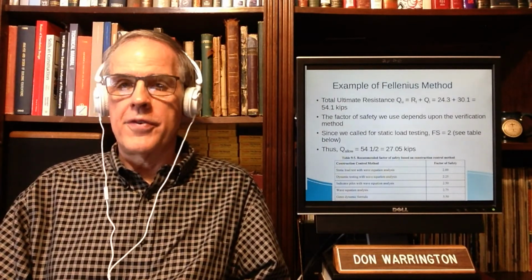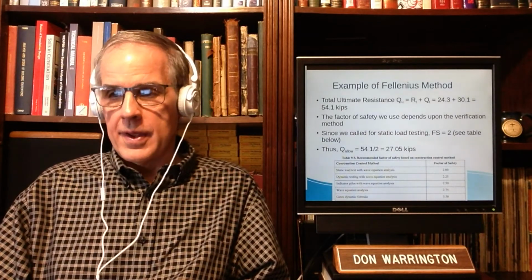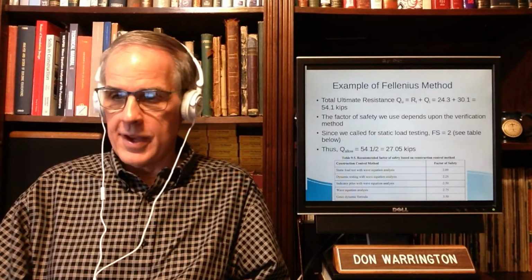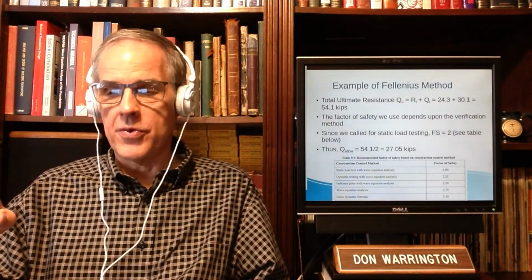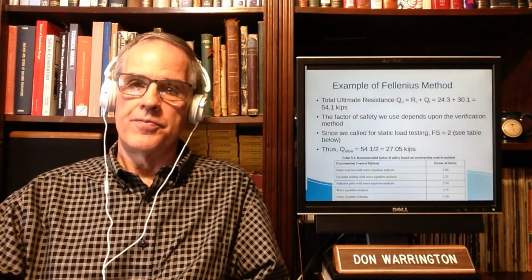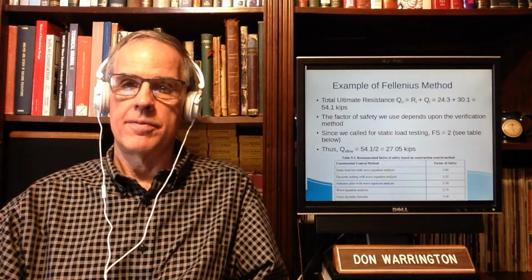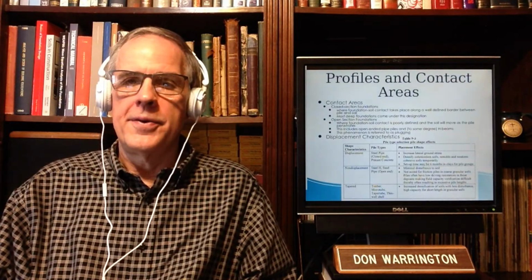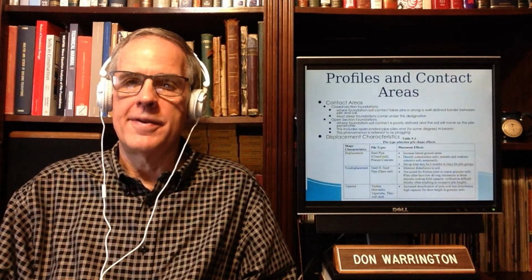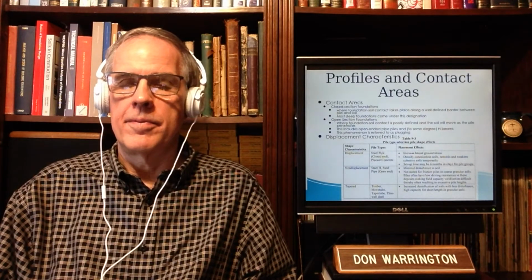We call for static load testing. Fs is equal to 2, and I simply divide that by the factor of safety. You see the table below, which I've shown you before. I end up with an allowable capacity of 27.05 kips. Now we get into what I guess is best considered the ifs, ands, and buts sections of this topic.